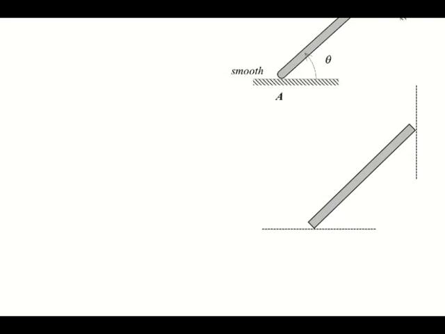FBD. We're going to look at the forces that act on the bar. Not too many forces are acting because it's smooth. So this is going to be NA, I'm sorry, not NA, but NB. NA like this. And of course the weight force, homogeneous bar, it's right there in the middle.